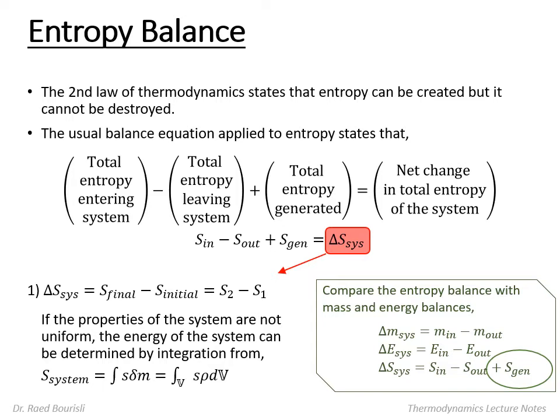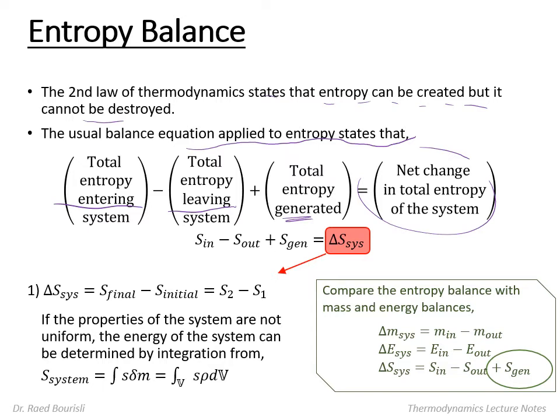Let's talk about entropy balance. The second law of thermodynamics, this is the final topic in this chapter, which is the most important topic. The second law of thermodynamics states that entropy can be created but cannot be destroyed. The usual balance equation applied to entropy states that total entropy entering the system minus total entropy leaving the system plus the entropy being generated is equal to the net change in the total entropy of the system.